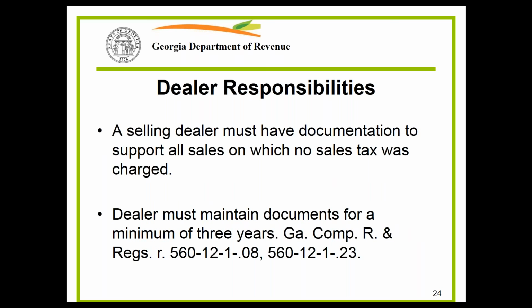Dealers that make sales are expected to charge tax on their sales or obtain documentation from their purchaser in the case of an applicable exemption. So we expect a dealer to collect tax. If the dealer doesn't collect tax, we expect them to have documentation showing why they didn't collect tax. They must maintain documents for at least 3 years. I would recommend probably more like 5 years. 3 years is the statute of limitations for the department to assess a taxpayer. And so if you're getting rid of records right at the 3-year point, it can make an audit difficult for everyone. So I would recommend going a little bit beyond the 3 years for record keeping.